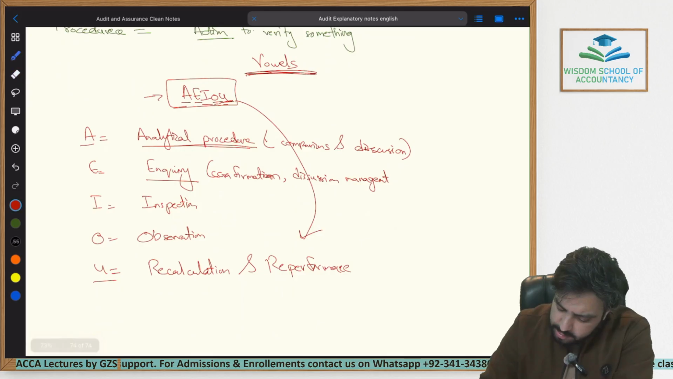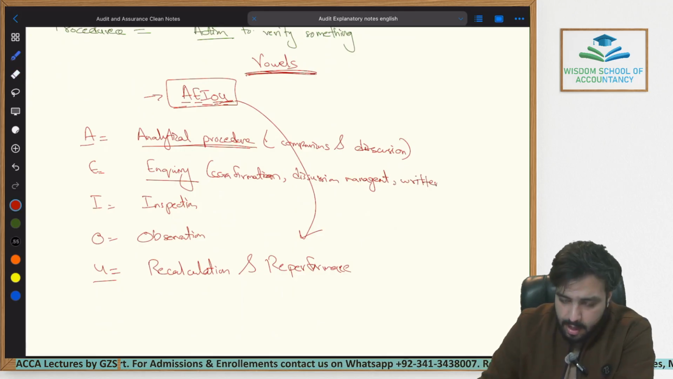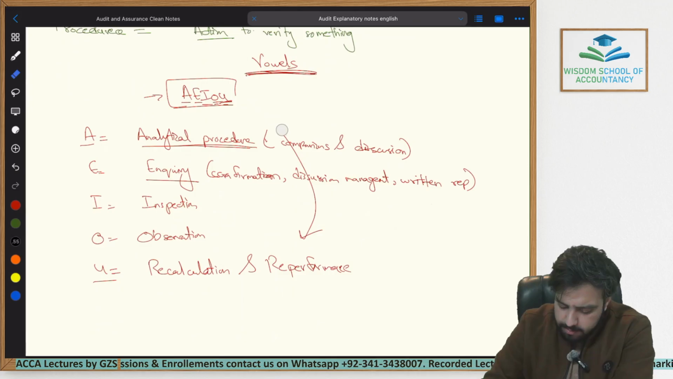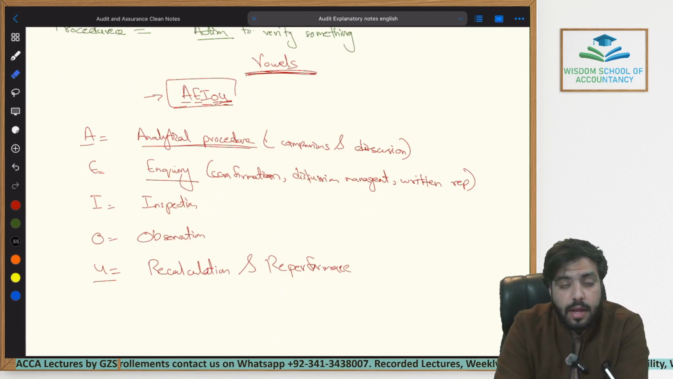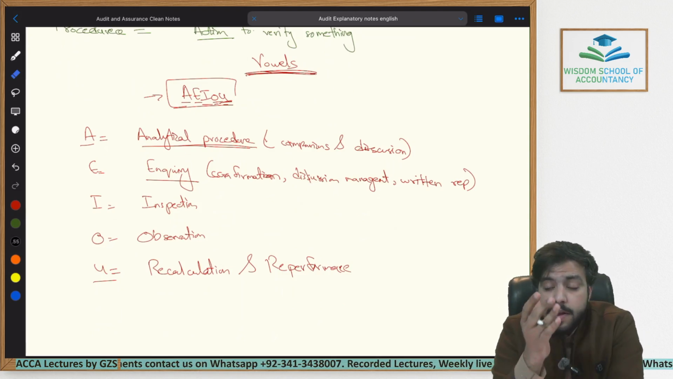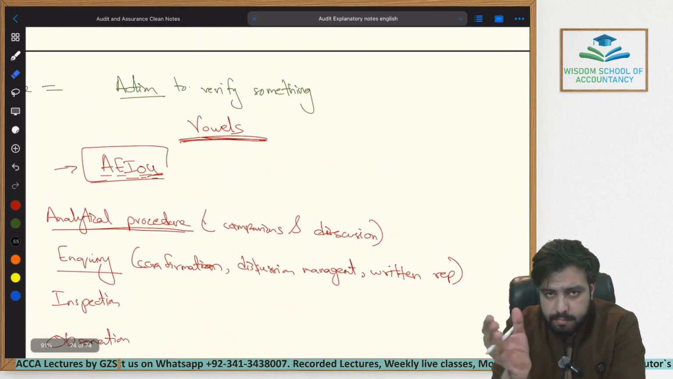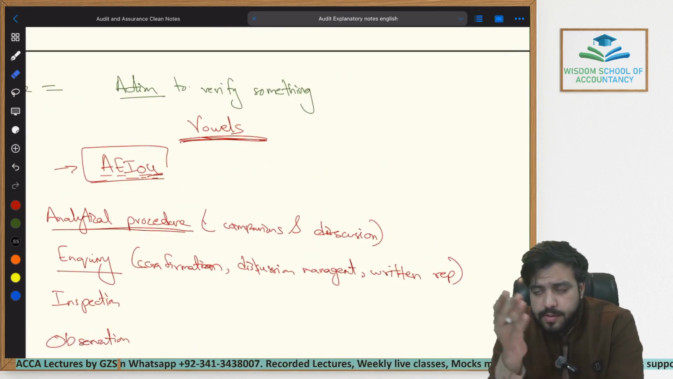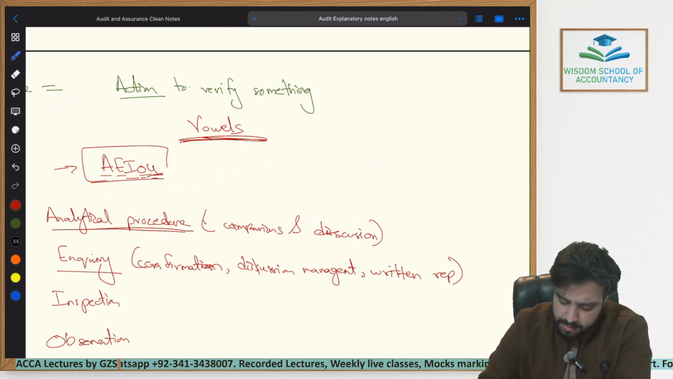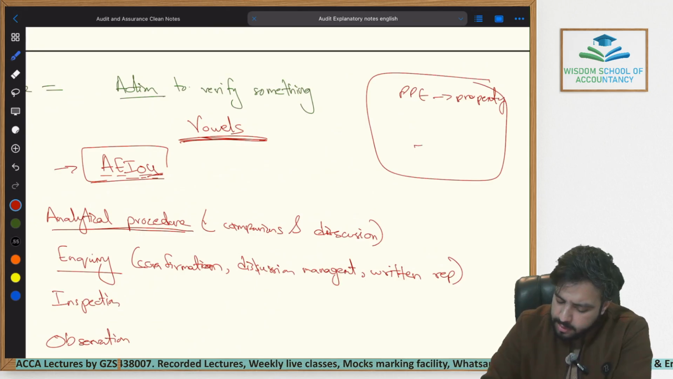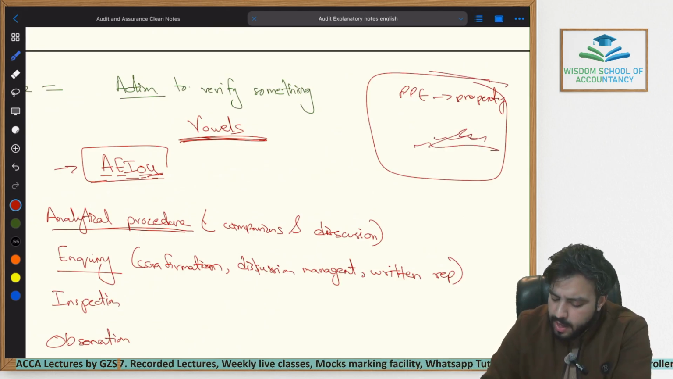Written representation is something that we have discussed up till now in many different circumstances: in the case of audit procedures, audit risk, and evidence. Written representation is something that when, let's say, you are unable to identify other evidence for property, plant and equipment, you write on a piece of paper that property, plant and equipment is properly recorded, there is no error made within it, and you tell the management to sign this piece of paper. This is known as a written representation.